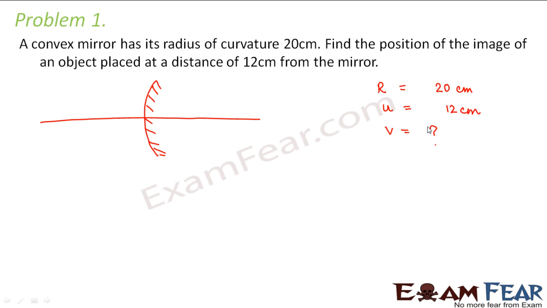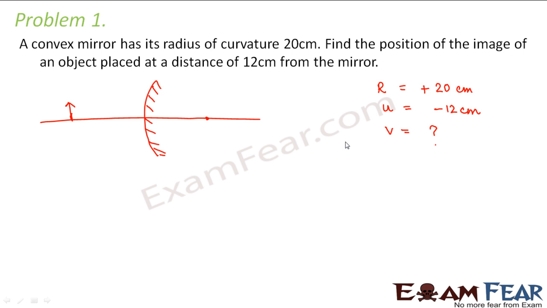Now let us consider the sign convention. Where would be the radius of curvature of a convex mirror? It will be this side, so that is positive. What would be the object distance? The object will lie somewhere here, right? So this u will be negative, and v we have to find out. Now radius of curvature is given. There is a relationship between u, v and focal length, that is the mirror equation.